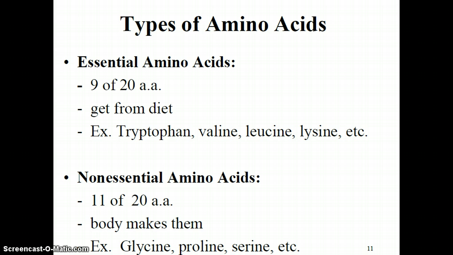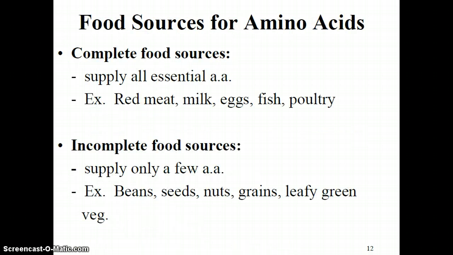There are essential amino acids, which means we cannot make these amino acids. We must get them from our diets. That is what essential means. We cannot manufacture these. Food sources are high protein sources. You can get them, and they are not incomplete. I disagree with some of the information in your book, which says incomplete food sources. This is not the case. Beans, seeds, nuts, grains, leafy green vegetables are high quality proteins. You just need to consume a variety.